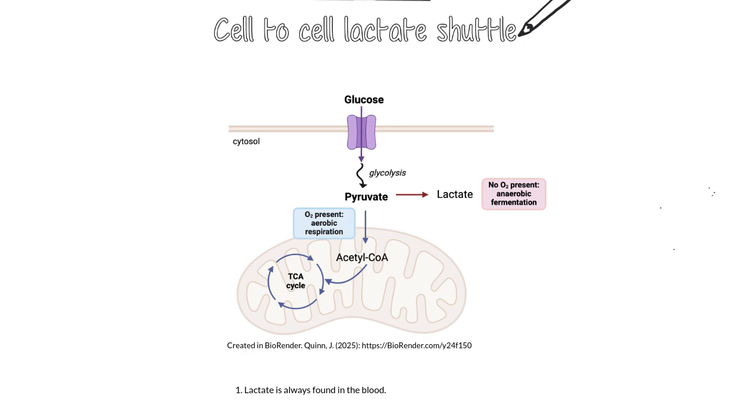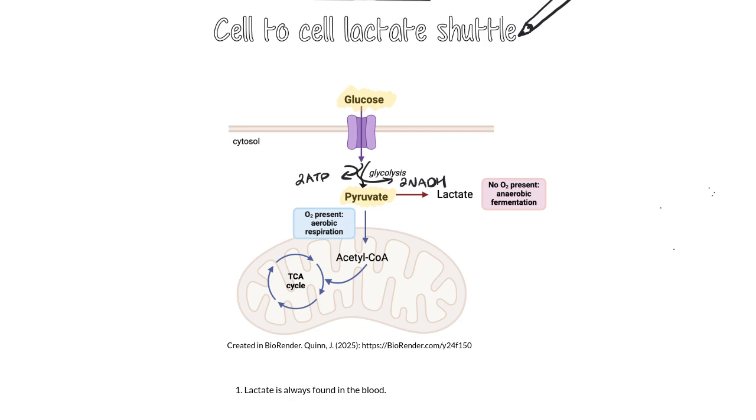Here's a diagram of glycolysis as it's traditionally taught in school. We see glucose entering the cell, and it's enzymatically broken down in a series of reactions we call glycolysis. Of course, the end product is pyruvate. In this reaction, we also generate 2 ATP, and 2 NADH. In this model, the fate of pyruvate is determined by oxygen levels in the cell.